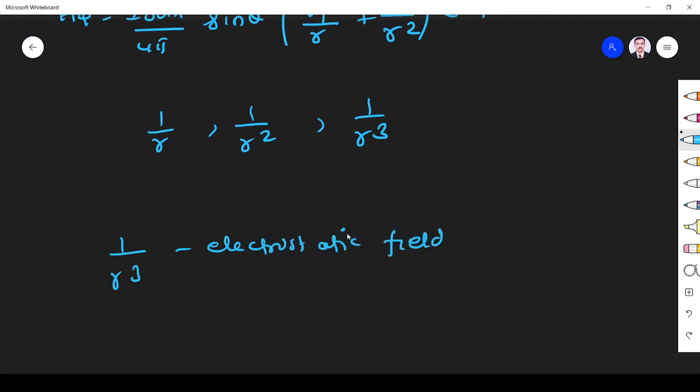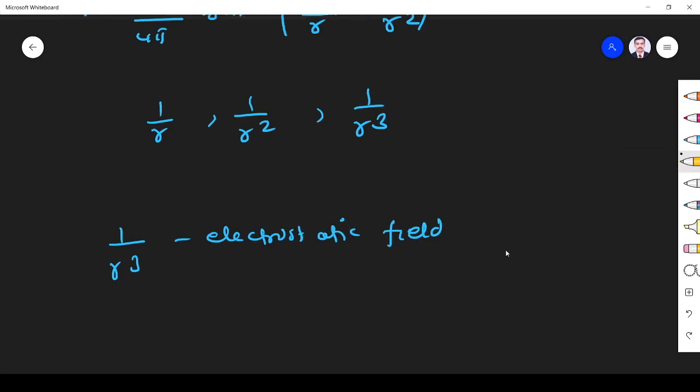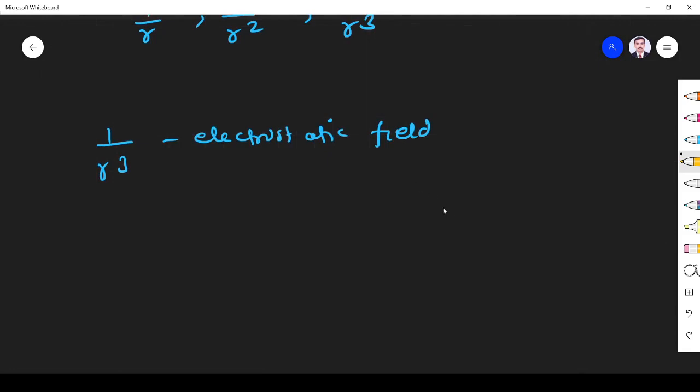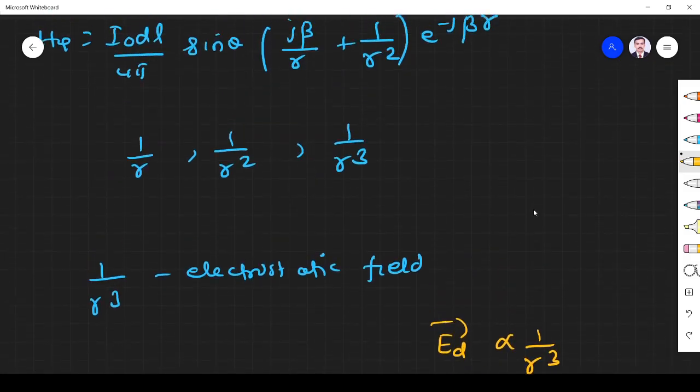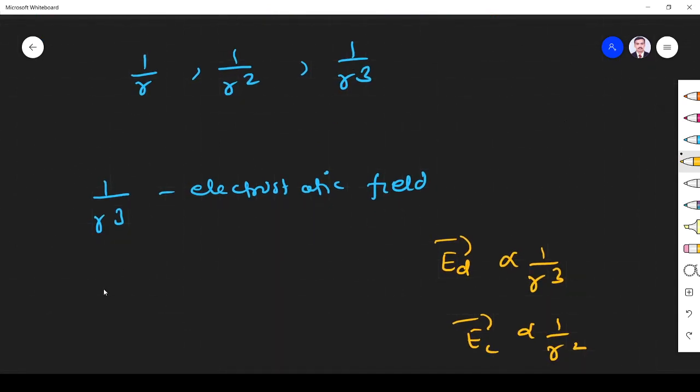Here 1 by r cube is called electrostatic field. Why is the 1 by r cube term called electrostatic field? We have already studied in EMF. Electrostatic field due to a dipole is inversely proportional to r cube, whereas E due to a charge is given by 1 by r square. So the 1 by r cube term is talking about electrostatic field. That is very important. This is the first conclusion we are making.